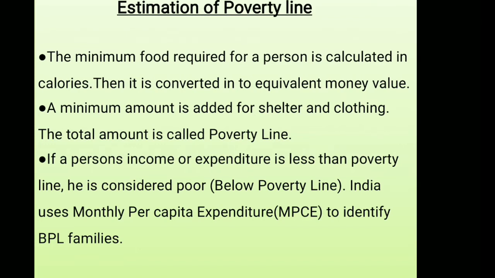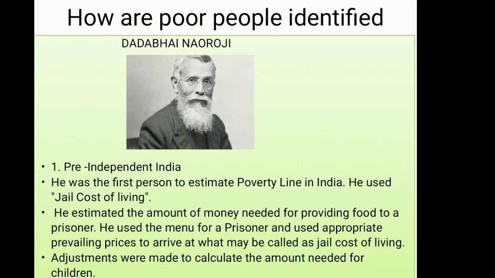If a person's income or expenditure is less than the poverty line, then he or she will be considered poor, meaning below the poverty line. In India, we usually use monthly per capita expenditure to identify a BPL family. Here we have the person who actually started measuring poverty. His name is Dadabhai Naoroji. In pre-independent India, he was the first person who estimated the poverty line in India using the method of jail cost of living.